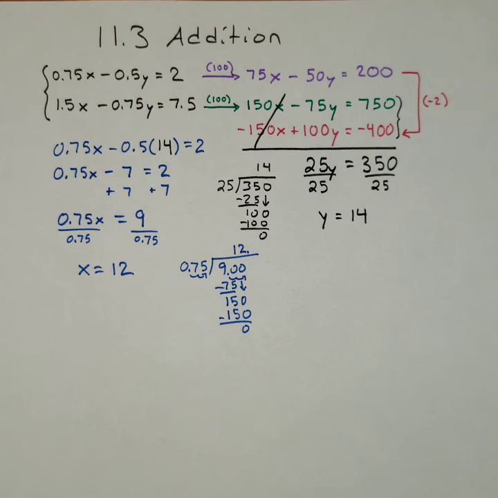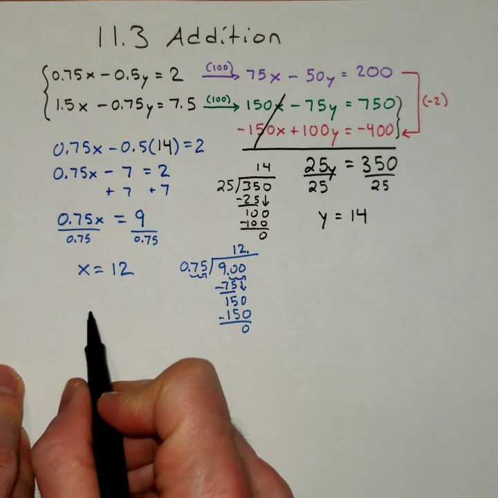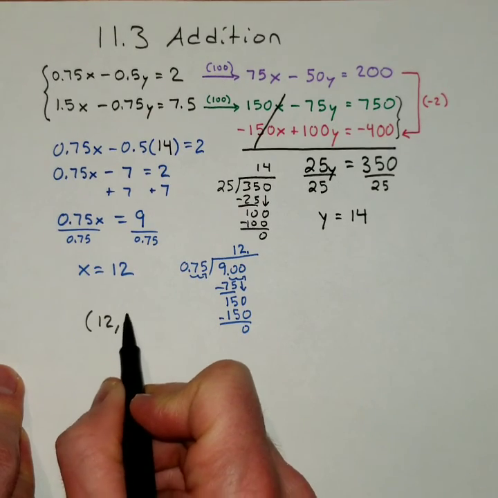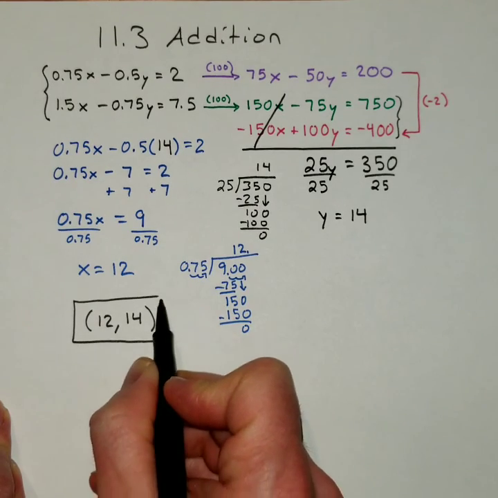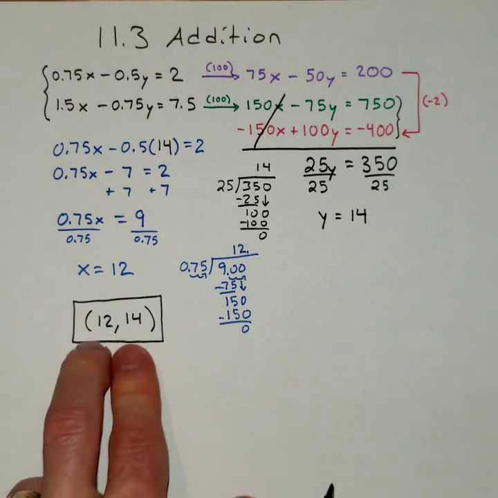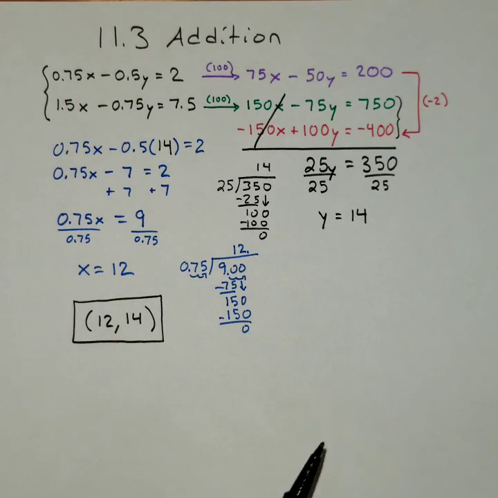Now again, we're not quite done, almost. We just need our ordered pair. Final answer is going to be 12, 14. Box that in. I won't go through and check this one, but you could check the 12 and 14, plug them in, and make sure that it all works out. Okay?